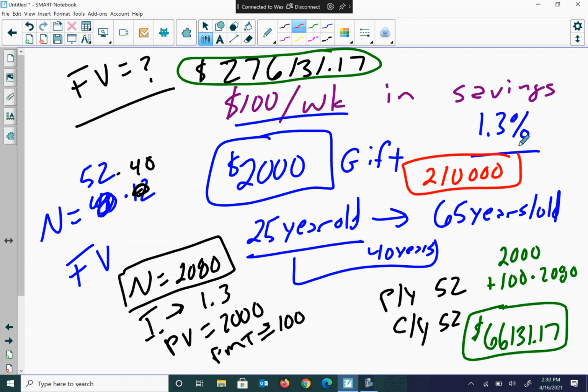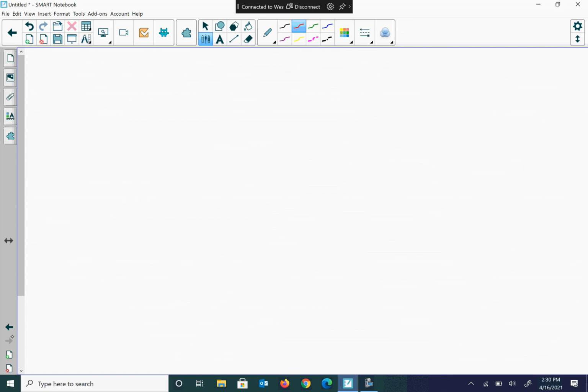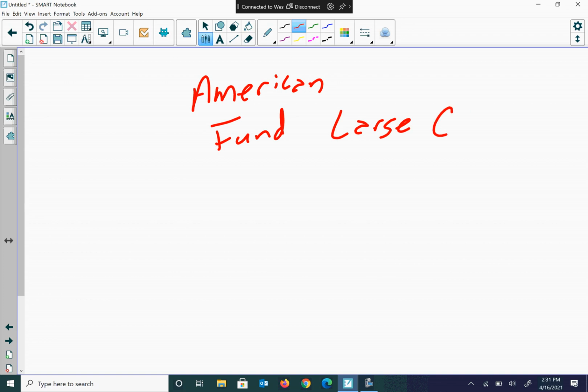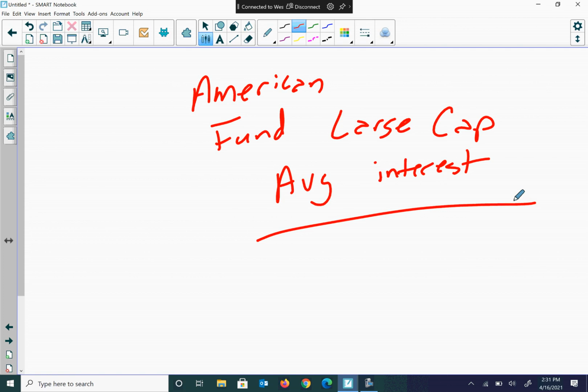So is it worth it to you to get that? Well, if that's the only interest rate you can get, that's fine. But on your phone, look up for me average, this is what I need you to find. I need you to look up American Funds, large cap, average interest. So American Funds, large cap, average interest.